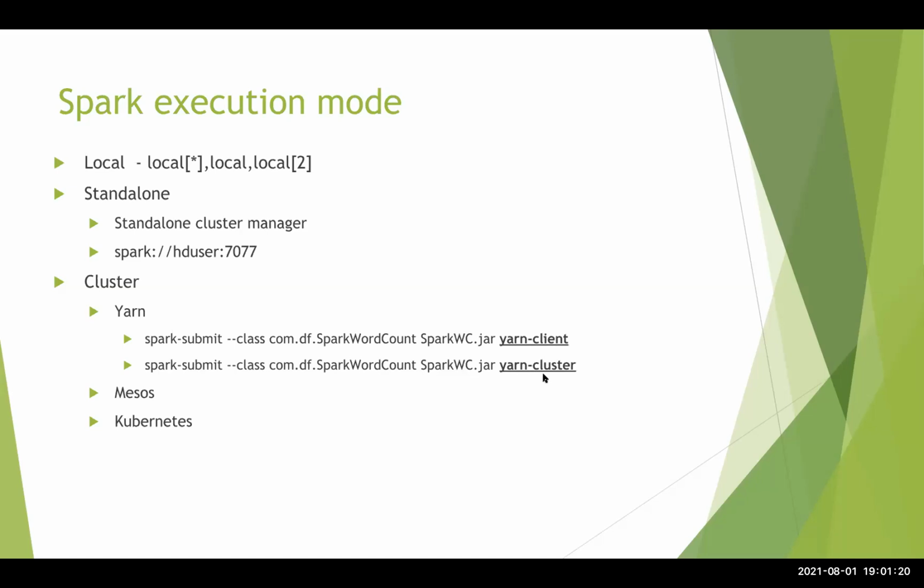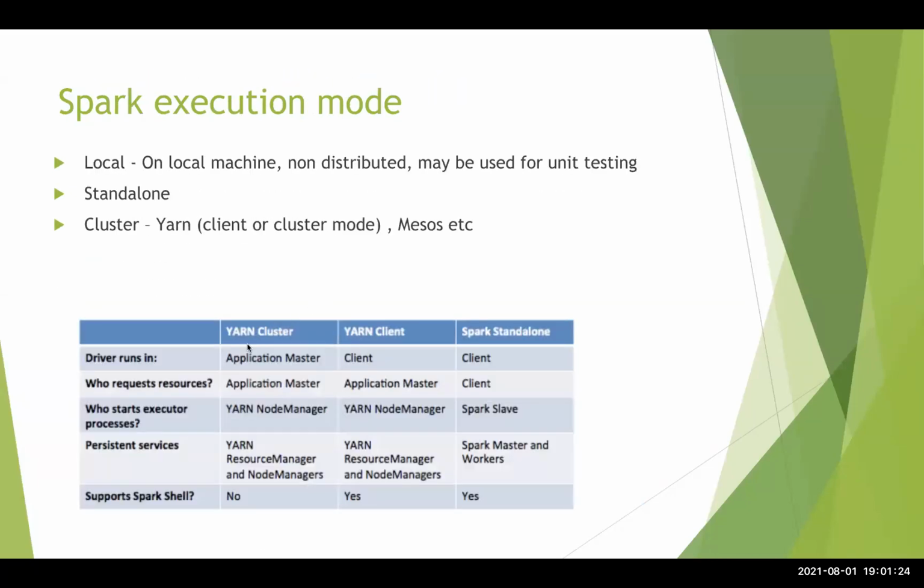I have a detailed explanation of this YARN client and YARN cluster, but let's go through this. There's a difference between YARN client and YARN cluster, and standalone also. So the driver runs in the application master here, which is mostly the master node. If you give YARN client, it runs in one of the worker nodes. If you give Spark standalone, then Spark itself becomes the cluster manager. So the question is, what's the difference between standalone and local execution mode?